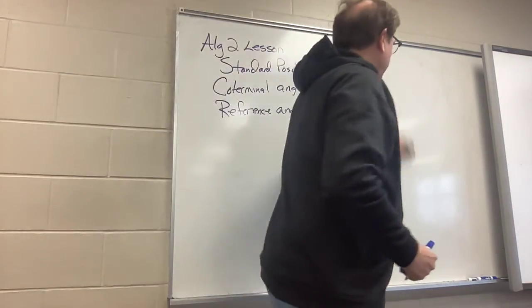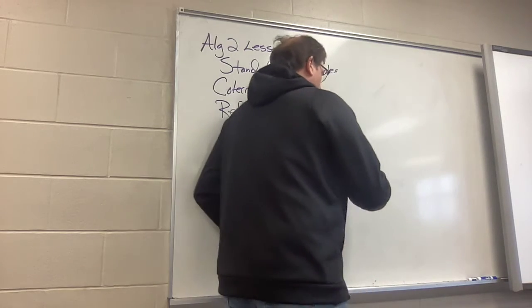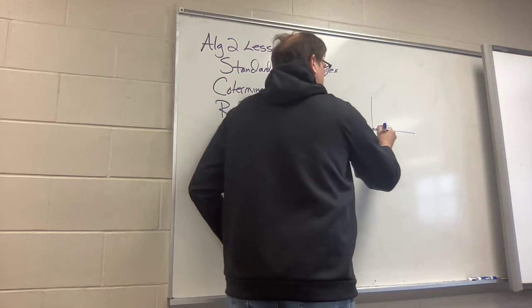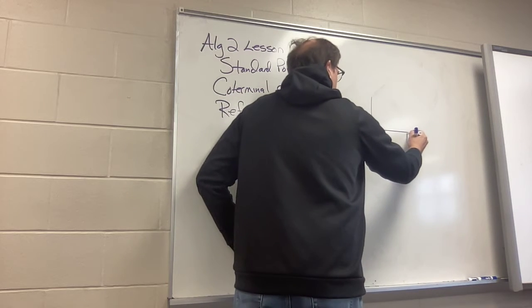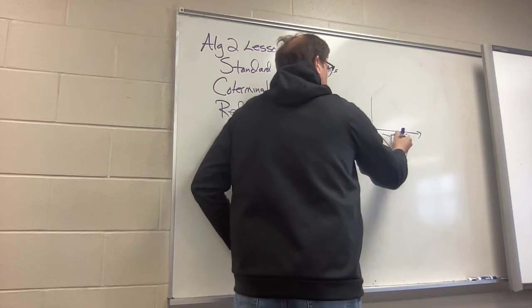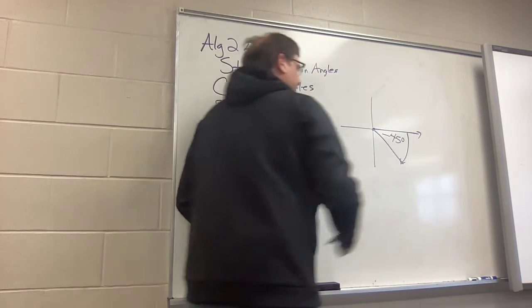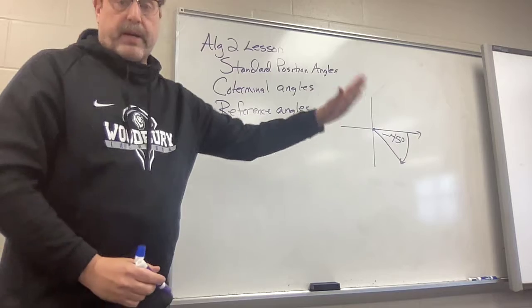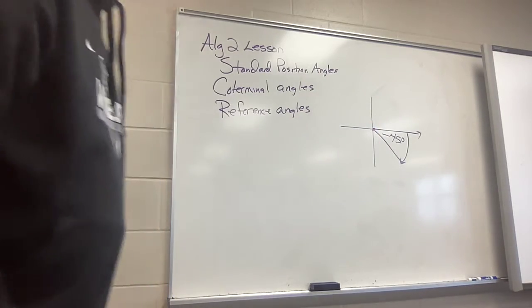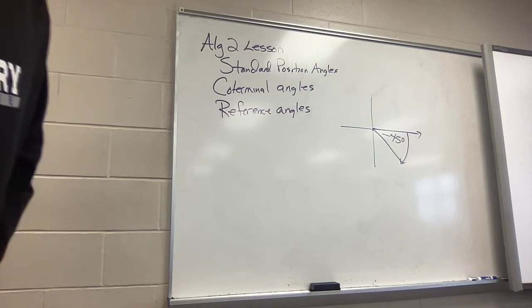If I were to go the other direction, always start here. And if I go, for example, right there, that would be called negative 45 degrees. So going up, we're always going to call it positive. Going down, we're going to call it negative. So those are standard position angles.